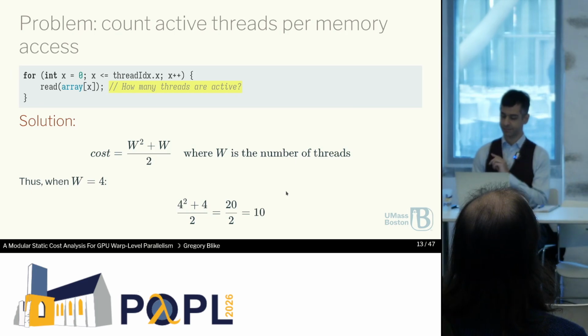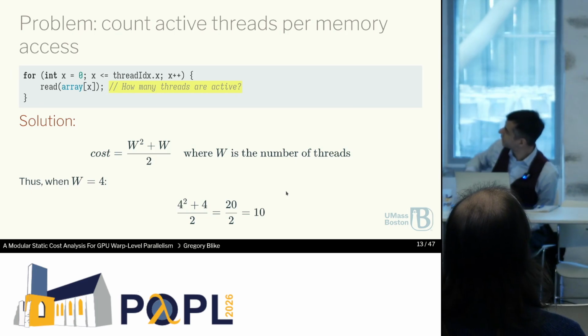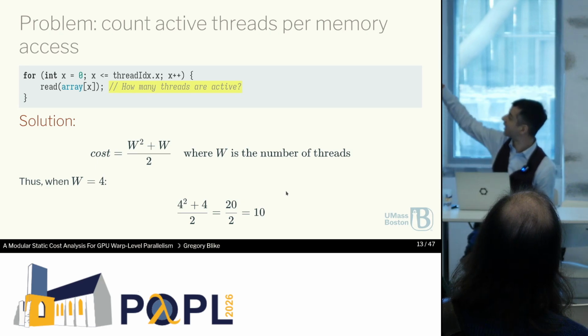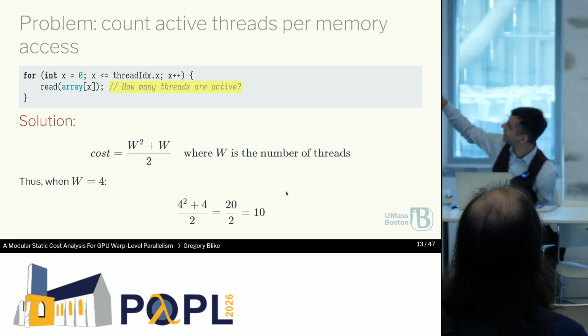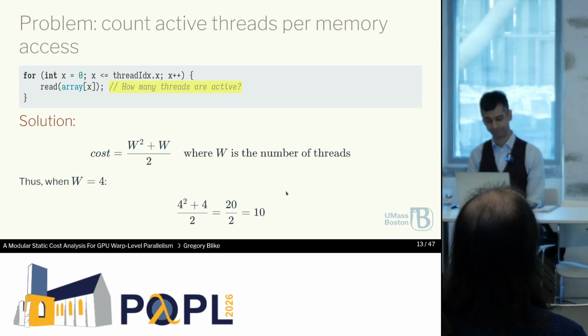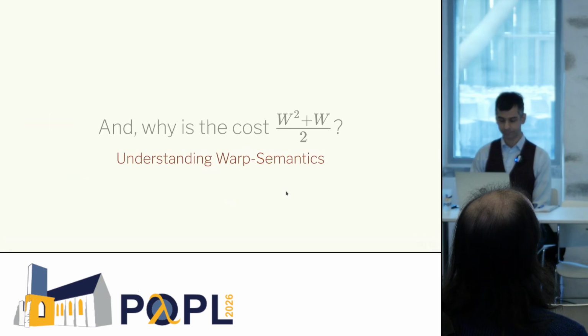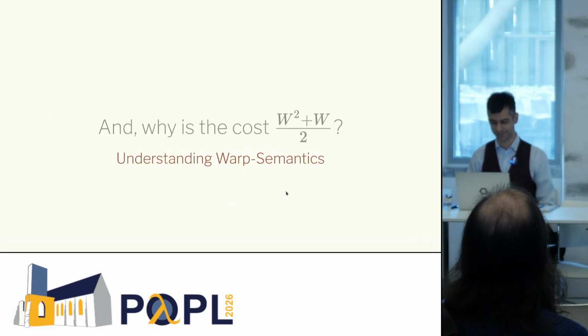In this summary slide, we have a CUDA program, and we're very interested in how many read accesses happen here highlighted. And over the next few slides, we're going to talk about how we get to this solution where the cost is W squared plus W over 2, where W is the number of concurrent threads. So why is that cost W squared plus W over 2?